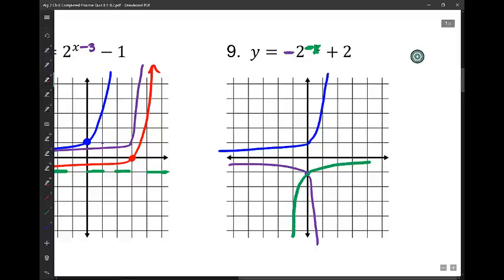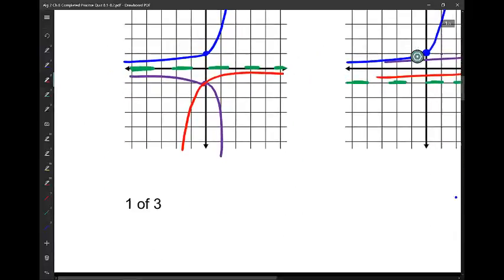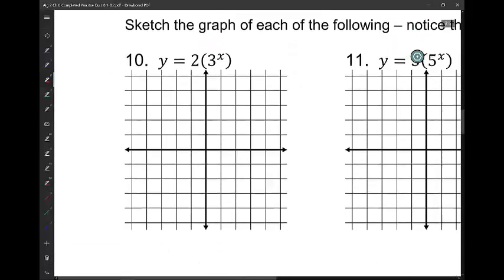And then finally we have the plus 2. So it's going to go up 2. That's going to also shift our asymptote up 2. So my final graph is going to look like the green graph, except it's shifted up 2. Let's go down and look now at number 10.